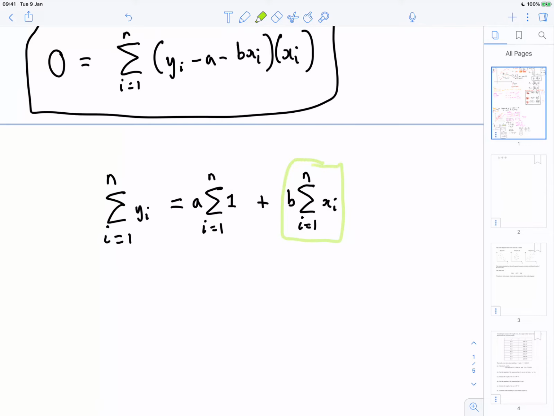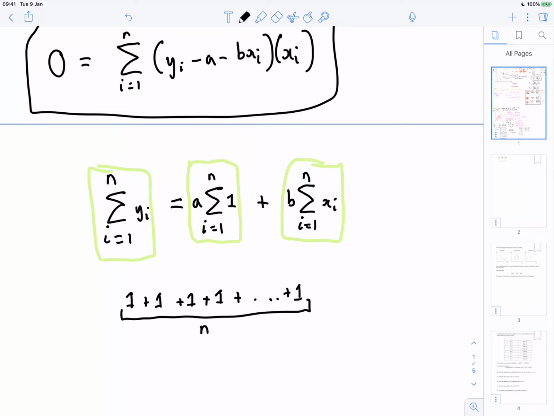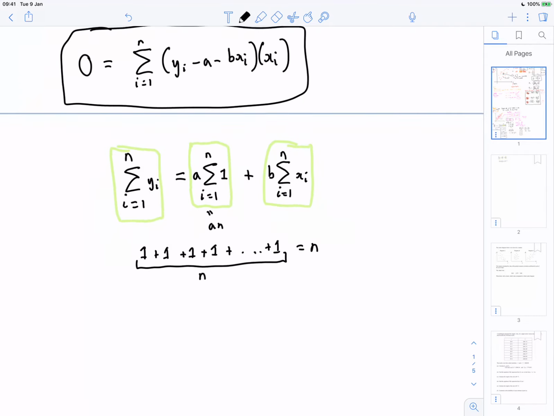You're probably thinking, I can get what this is. This is just the sum of x from 1 to n, so x1 plus x2 plus x3 plus x4, and so on up to xn, and then whatever that result is, times b. And this is the sum of all the y values, y1 plus y2 plus y3 and so on. But what does it mean to sum up 1 from 1 to n? That's easy. You do 1 plus 1 plus 1 and so on, until you have done this process n times. Adding 1 to itself n times is just going to be n. So when I times that by a, this term is just going to equal an.